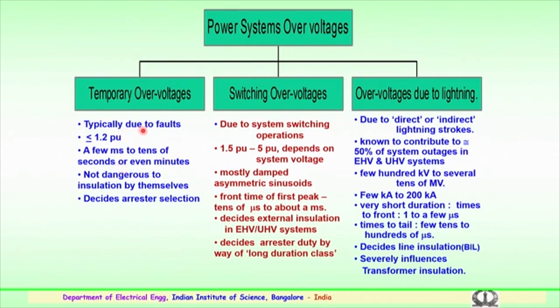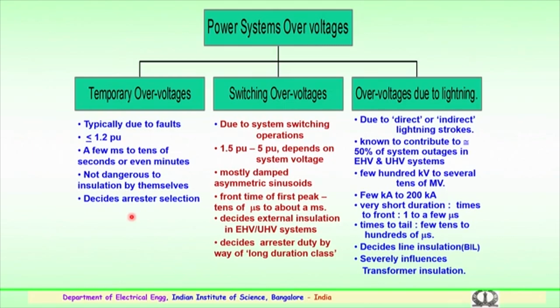of faults, and here it could be equivalent to or slightly less than somewhere around 1.2 per unit. The overvoltages could last for a few milliseconds to tens of seconds or sometimes even minutes. This may not be dangerous to the insulation by themselves. For proper protection the arrester selection is done, and the arrester tries to quench the overvoltages which happen because of the temporary overvoltages.